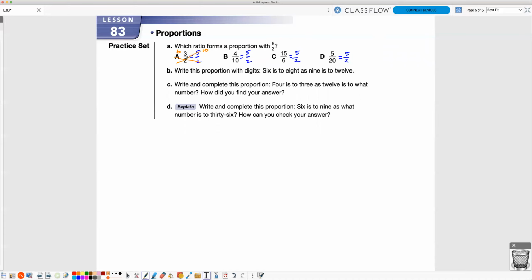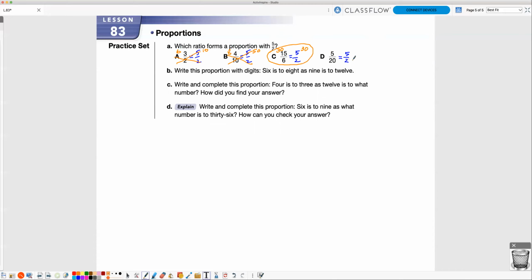So that means this is not proportionate. If I did 2 times 4 here, that'd be 8, and 10 times 5 would be 50. So that is not proportionate. If I do this one, this would be 30. 15 times 2 is 30, and 6 times 5 is 30. So that means this is my proportionate answer.